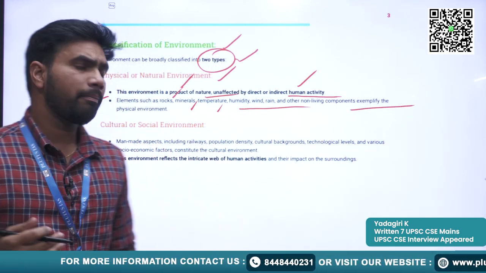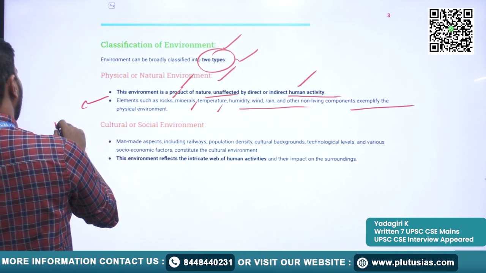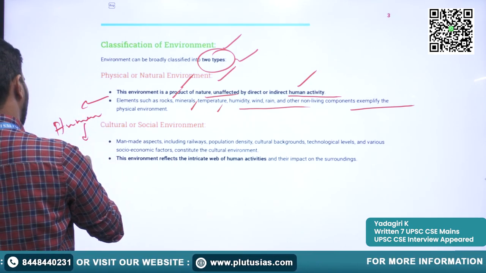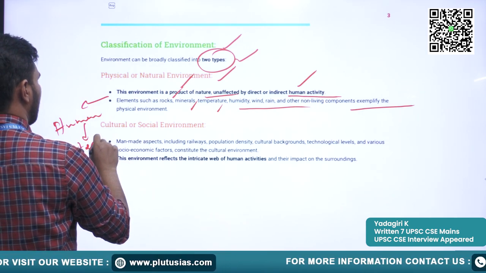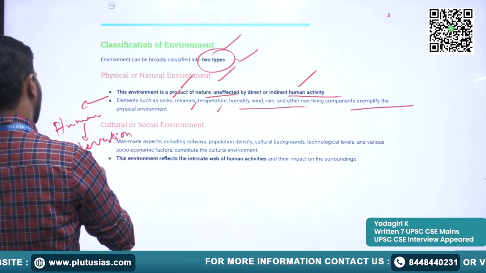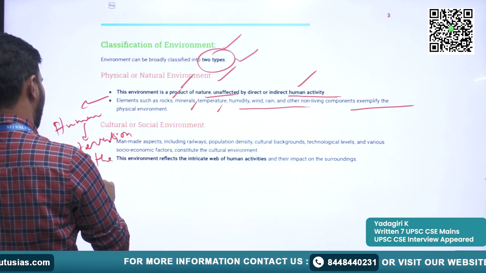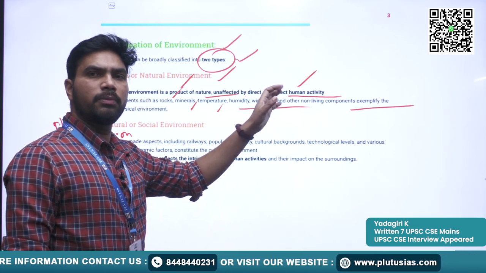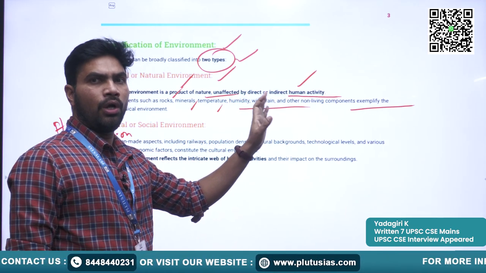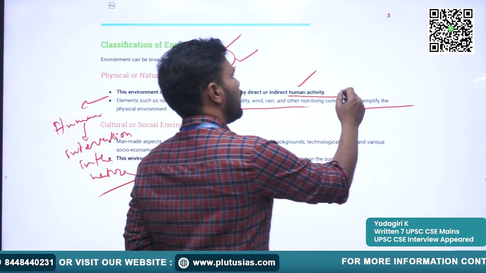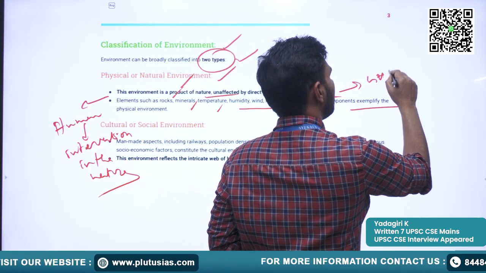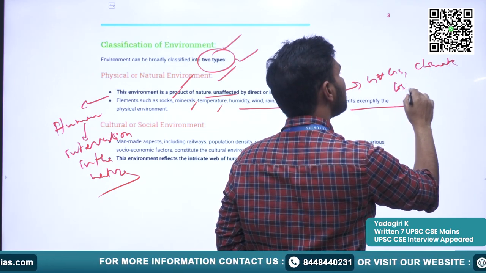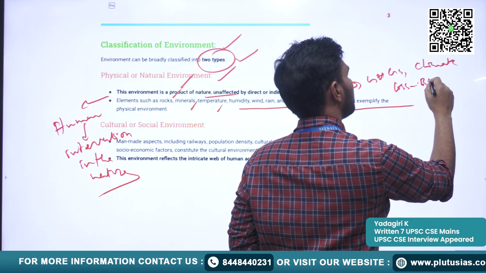But as you can see, over time, due to increasing human interventions in nature, even the physical environment is being disturbed or changed. We will understand this when we study greenhouse gases, GHGs, climate change and the loss of biodiversity.